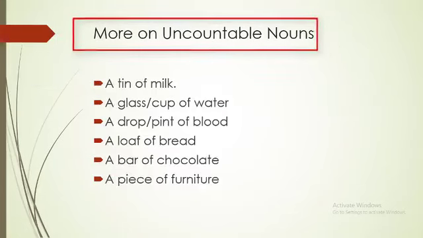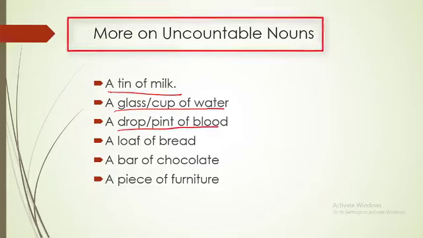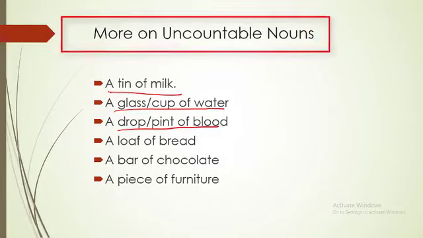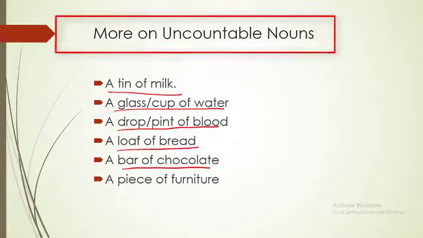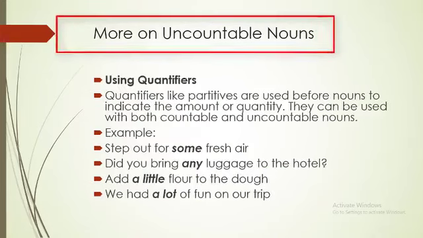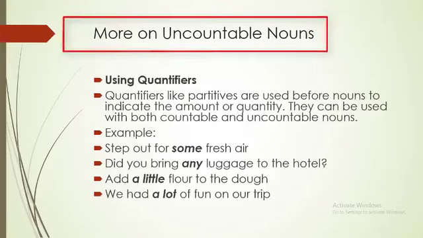We could have a tin of milk or a cup of milk, or a jar of milk. We could have a cup of water. We could have a pint of blood. We could have a loaf of bread. We could have a bar of chocolate. And we could have a piece of furniture. So we could use partitives to make uncountable nouns countable.